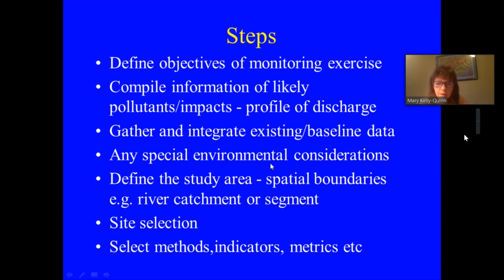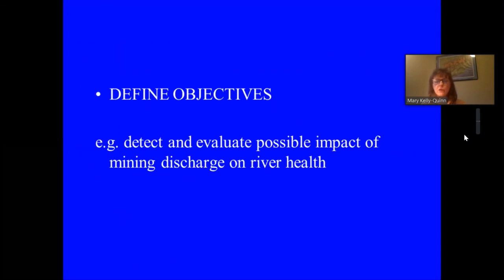So then define the study area, so the spatial boundaries. Are you working on an entire catchment or a segment of river? Because you're dealing with a point discharge, you're going to be working on a stretch of river. Then site selection, where you can position your monitoring points, methods, indicators, and so on. Okay, so this is a different exercise here, but it's not unlike what you will be considering in terms of the road runoff, except that road runoff has a wider range of potential pollutants.